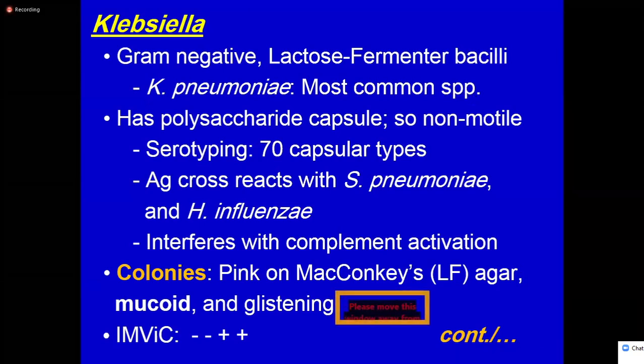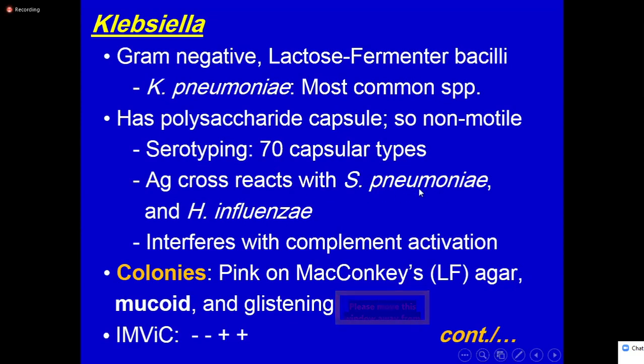This microorganism is capsulated, has a polysaccharide capsule, surrounded by a capsule. That is why it is non-motile. There are more than 70 serotypes according to the capsular antigen. The capsular antigen has similarity to Streptococcus pneumoniae. So there is a cross reaction between Klebsiella pneumoniae and Streptococcus pneumoniae and Haemophilus influenzae.